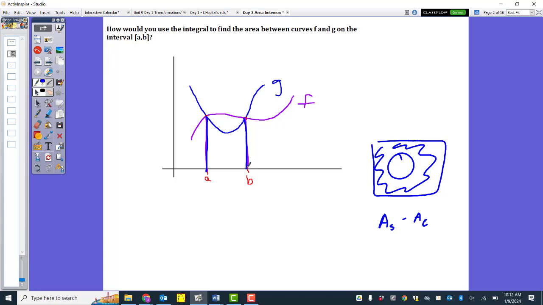So if we find those intersections, we could say this is the integral from a to b of the area of purple, from here down to the x-axis, is going to be just f of x, minus the area of blue, which is just under here. And that would leave us with just that spot in between them. This is the idea behind the area between two curves.